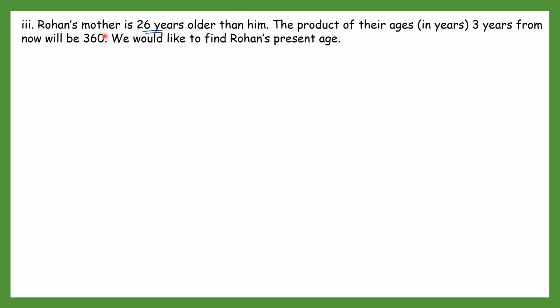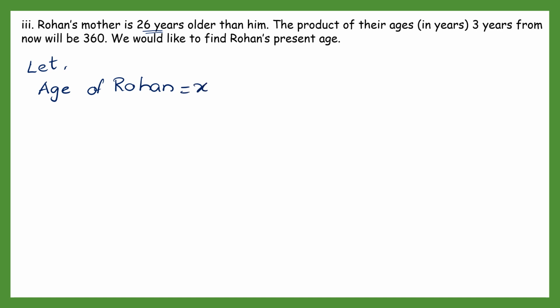That means Rohan's mother's age is depending on whom? Age of Rohan. Because Rohan's mother's age is 26 years older than him. Okay, so you should first assume Rohan's age. Let age of Rohan be equal to x.